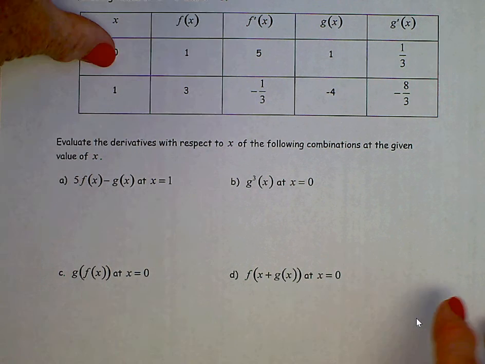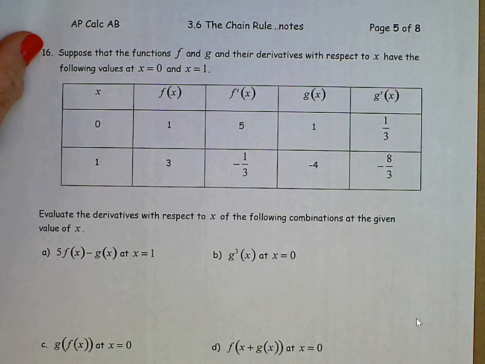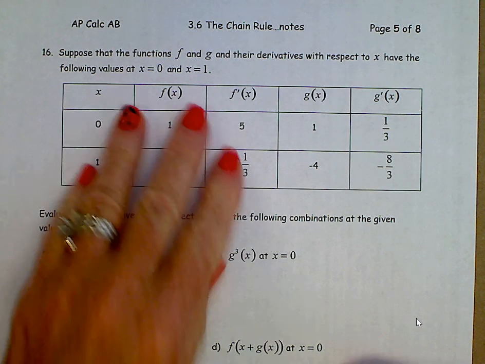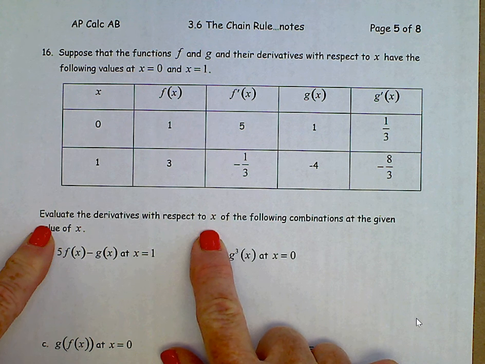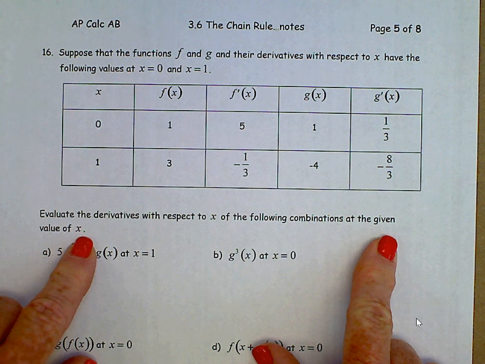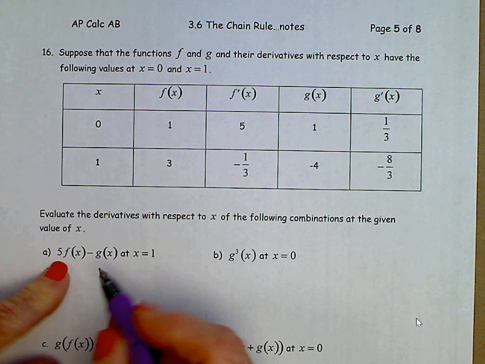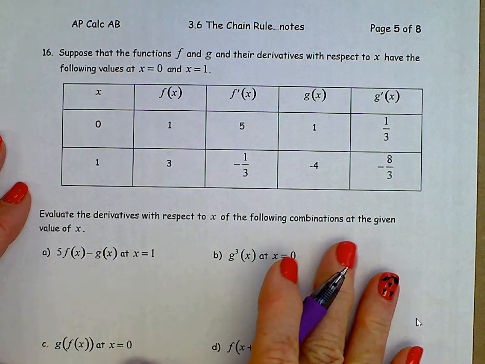Section 3.6, more chain rule, page 5. All right, we start with this table, and we are asked to evaluate the derivatives with respect to x of the following combinations for the given value of x. So for this first one, we're given this function, and we need to find the derivative and evaluate it at 1.